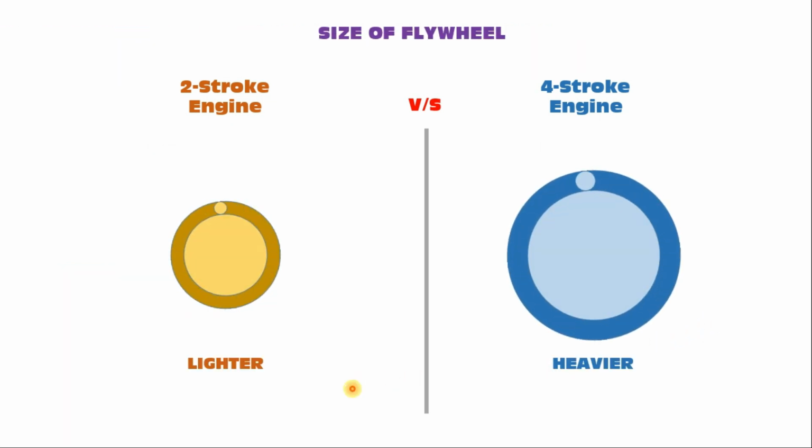Then size of flywheel. As we have discussed, the flywheel smooths the fluctuation in the cycle of the engine. Now, as we have seen, in a two-stroke engine power is generated in each revolution, and in a four-stroke engine power is generated in alternate revolutions, so fluctuation of power will be more in a four-stroke engine, and to absorb that fluctuation we require a heavier flywheel as compared to a two-stroke engine. So in a two-stroke engine, a lighter flywheel will be used, and in a four-stroke engine, a heavier flywheel will be used.